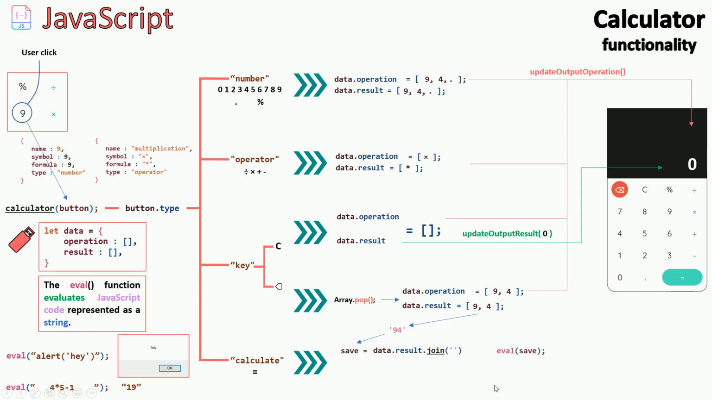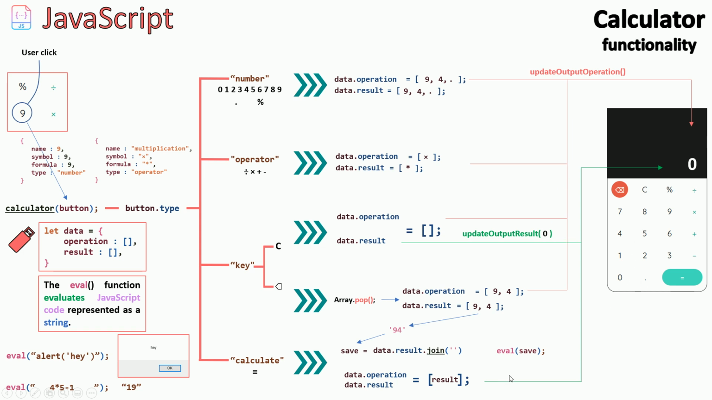Now before showing the result to the user, I'm going to save that result. So I'm going to push the result to my arrays operation and result. So let's say, for example, the user clicked on 2 times 5 and then he clicked on calculate. In that case, I'm going to save that answer in the operation and result for later use. For example, he needs to multiply or do some operations with that answer. And finally, I will show that result to the user.